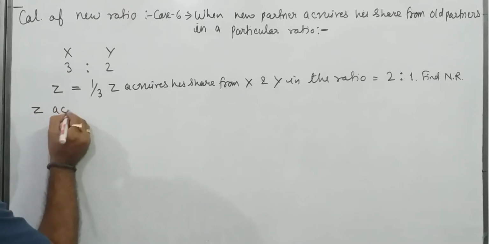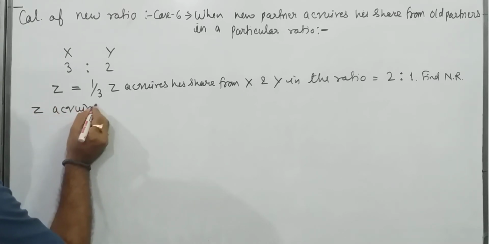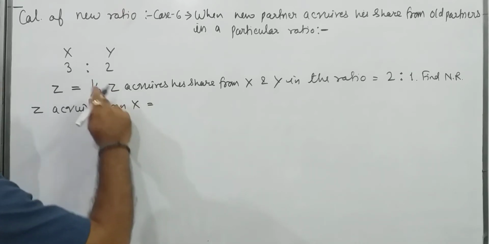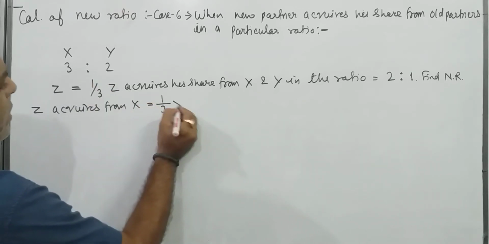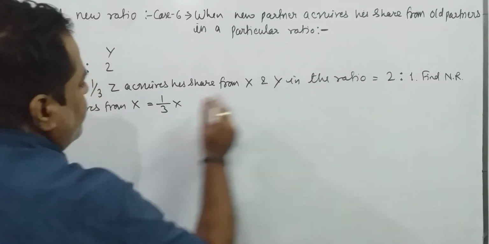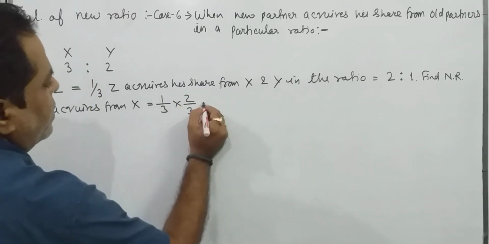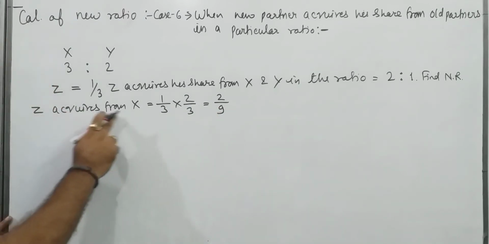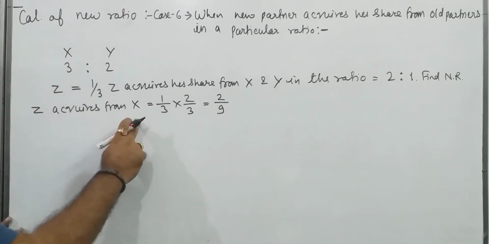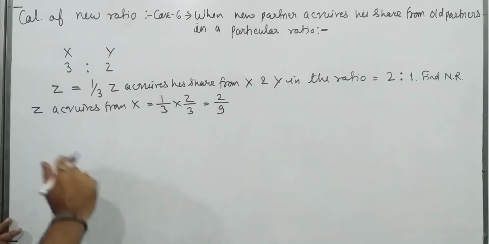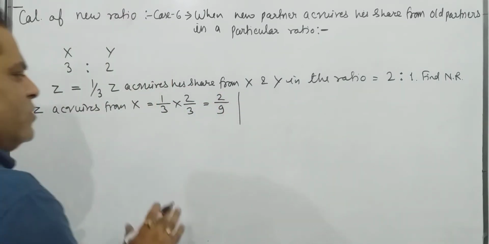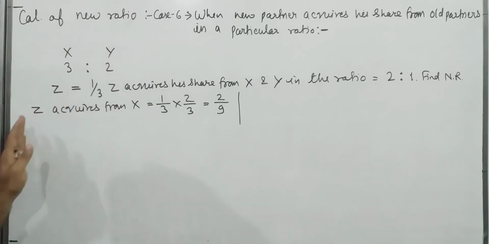Z acquires from X 1/3 into, in this ratio, 2/3, which is 2/9. Z acquires from X how much? 1/3 into 2/3, 2/9. You can also say that X sacrifices to Z 2/9.